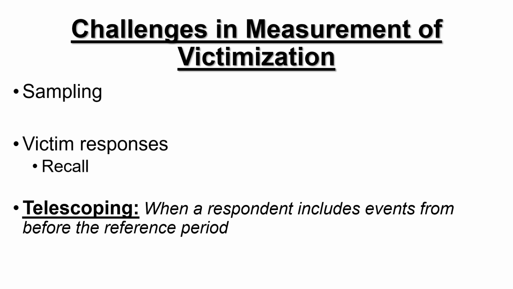And so we try to account for telescoping through the use of something called bounding. Bounding is essentially comparing incidents reported in an interview with incidents reported in previous interviews. So it's basically looking back at previous notes to see if that incident had already been reported in these surveys. And if it had, you strike that and you don't count it again.